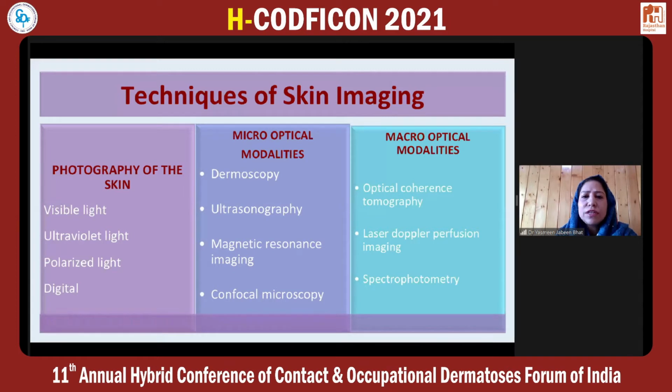There are various techniques of skin imaging. The most commonly used is photography of the skin, which varies from visible light photography to ultraviolet, polarized, and digital photography. Then it's followed by the micro-optical modalities, which give a magnified image, but not too magnified. The various modalities include dermoscopy, high-frequency ultrasonography, magnetic resonance imaging, and confocal microscopy. Then we have the macro-optical modalities, which give a much higher view of the imaging. These include optical coherence tomography, laser Doppler perfusion imaging, and spectrophotometry.